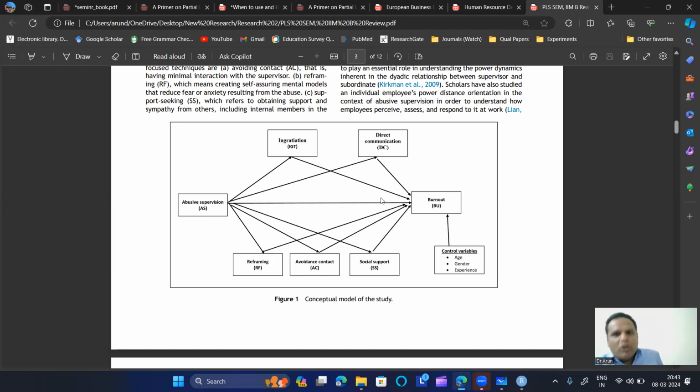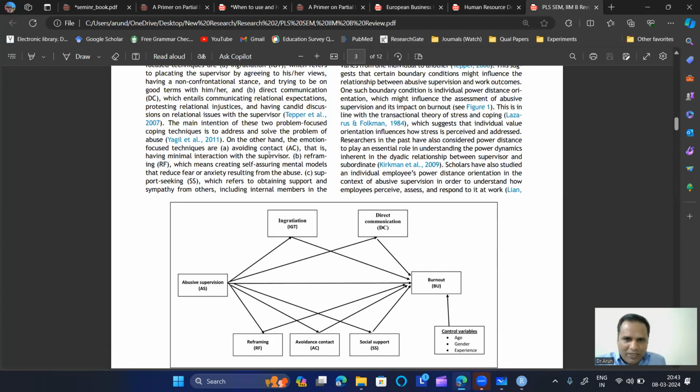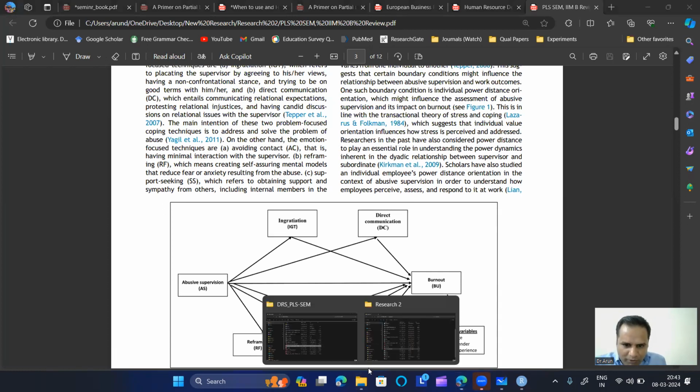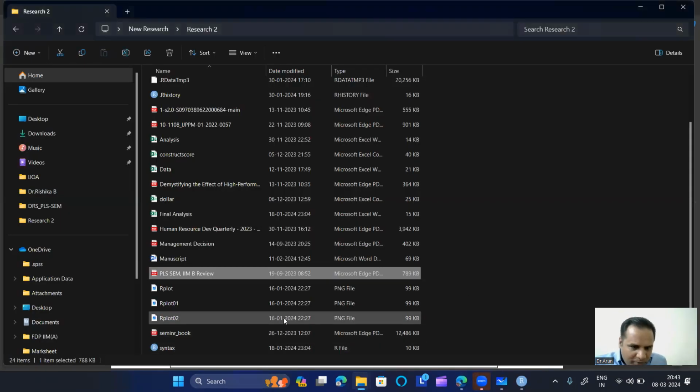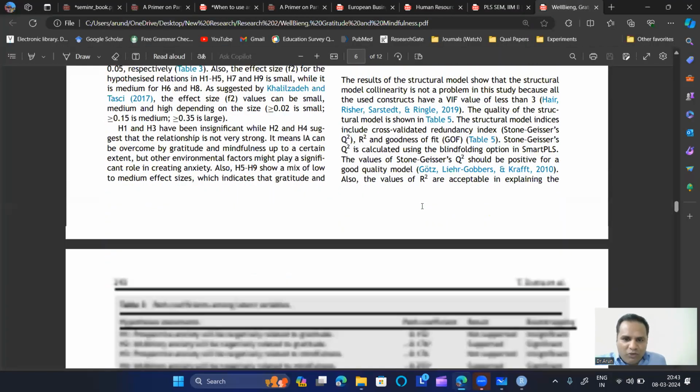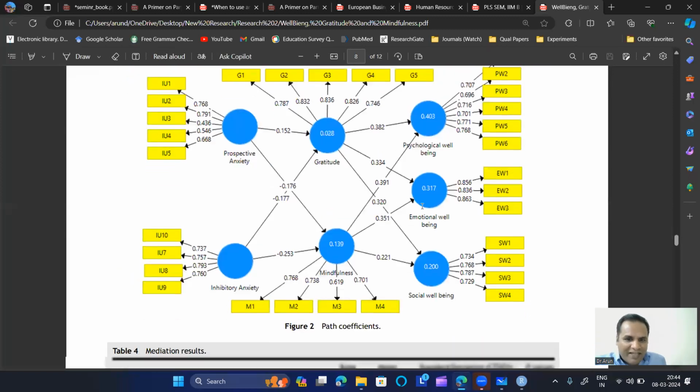So people start reporting Q square in defense of PLS predict, because nobody likes the low number; it doesn't go well with how you write and interpret. So that is one. But if you want to see one more paper, my friends, there is one more paper in IMB review. I read a lot of IMB review papers because I like the quality of the analysis.